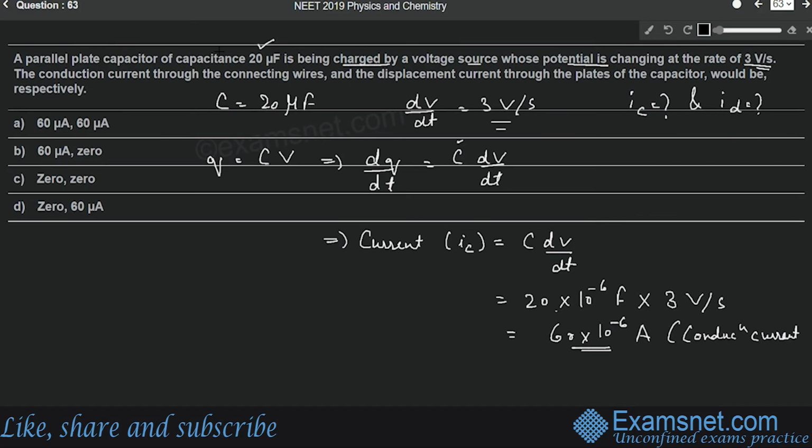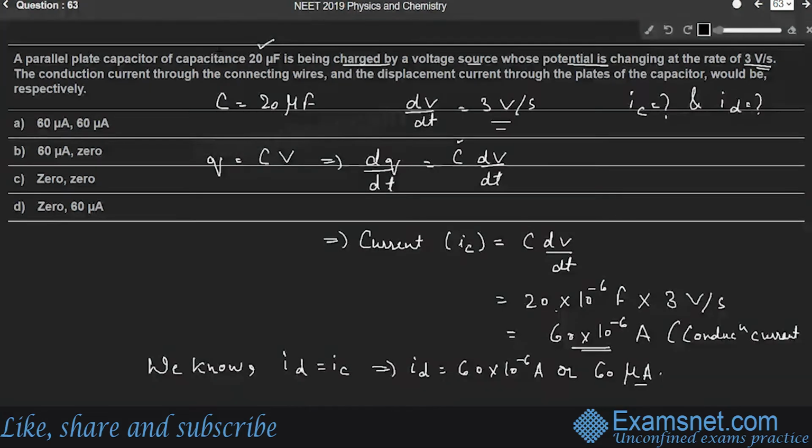Now we also have to find out the displacement current. So we know that both are actually same. The displacement current is always equal to the conduction current. Therefore, displacement current is also equal to 60 into 10 to the power minus 6 ampere, or we can say 60 microampere. So what is the conduction current? It is 60 microampere, and the displacement current is also 60 microampere. So option number A will be the correct answer. Both are equal.